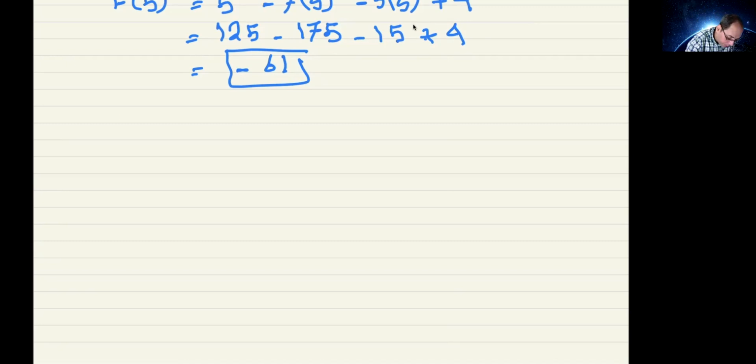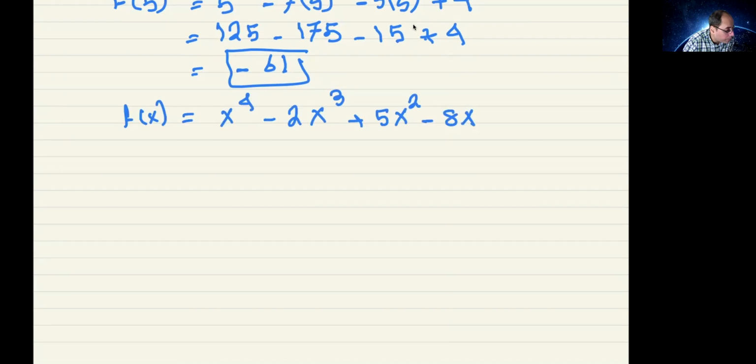I have f of x equal x to the 4th minus 2x cubed plus 5x squared minus 8x plus 9. And here I'm given f of 3. I want to make sure of the remainder when I do f of 3. So I'll start first and do it with the synthetic division.